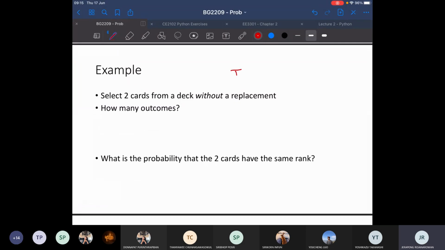Okay, I'm gonna let you guys do this one. Note that you're gonna select them without a replacement. When you pick, you hold it.